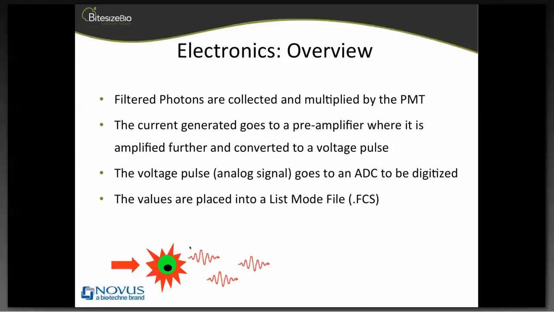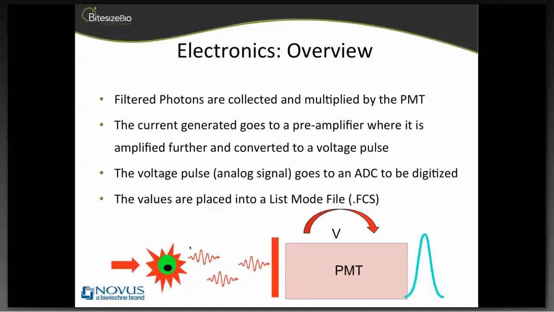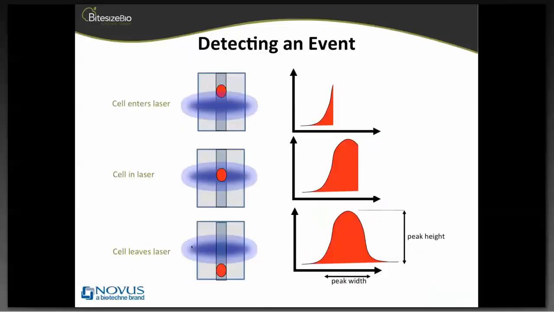So just to summarize, we have a cell, we excite it with a laser beam, it fluoresces, it emits photons, and they go through a filter to a PMT. Within that PMT, the photon is converted into an electrical signal, and we see that as a pulse on the screen. So this is how we detect an event. As a cell goes through the laser beam, we get the beginnings of a pulse. As the cell is right in the middle of the laser beam, we get to the top of the pulse, and as it leaves the laser beam, we get the completion of the pulse.